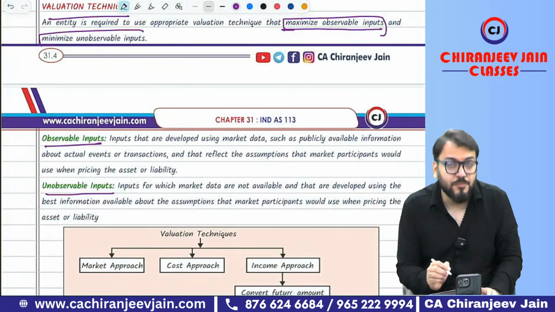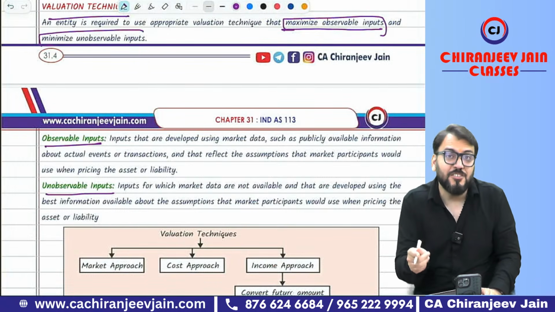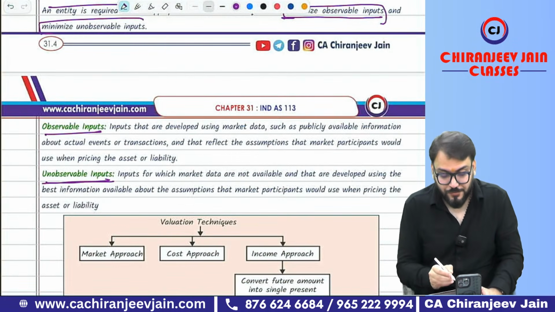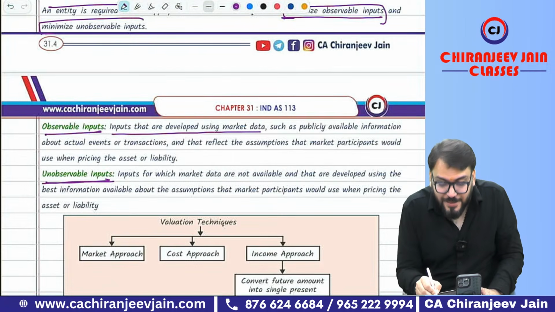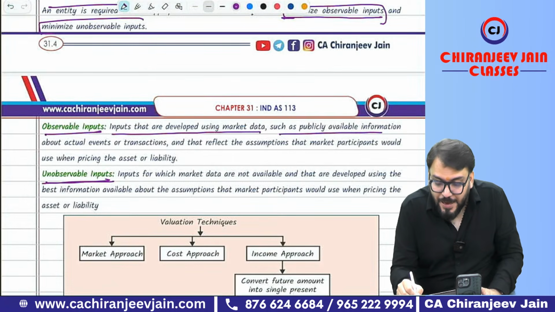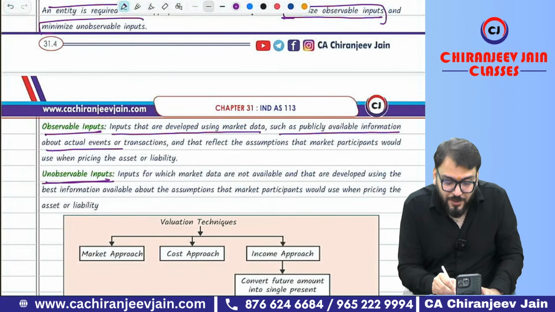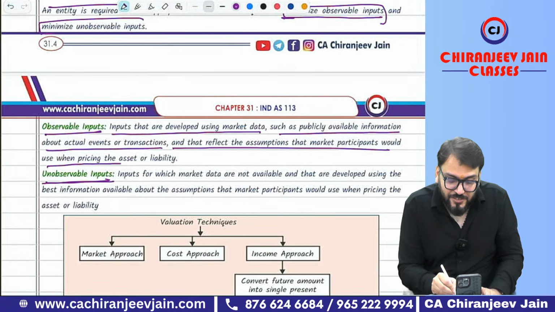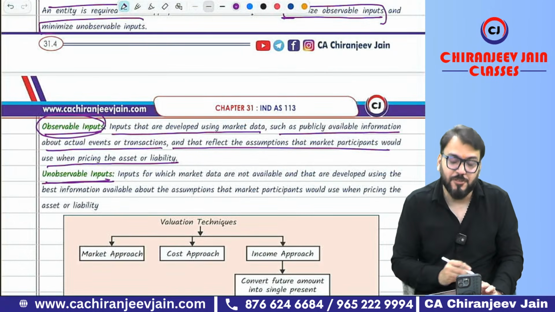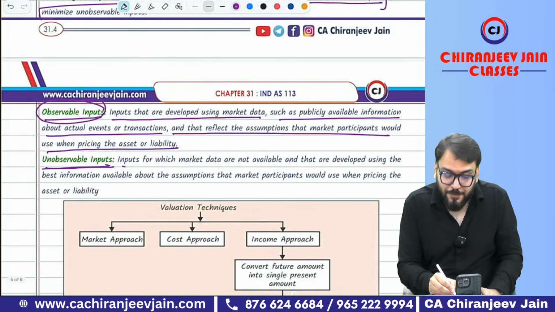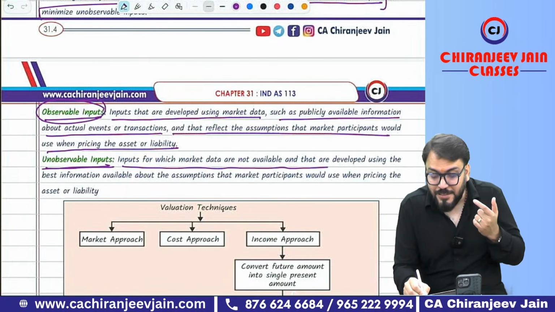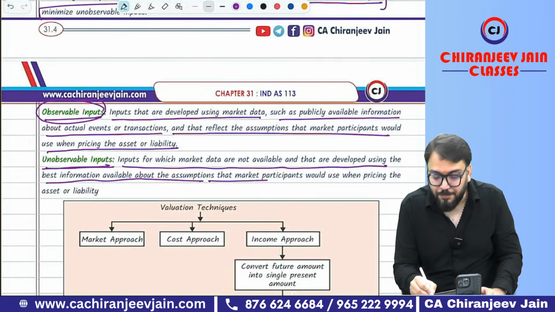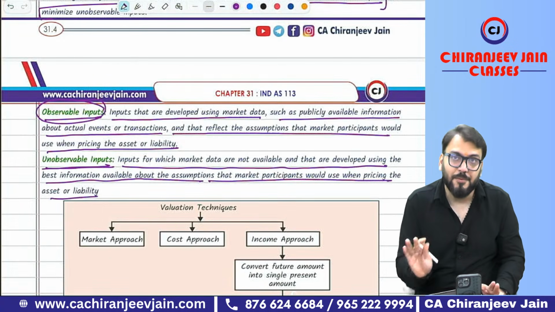But if you are not able to find observable information, then your valuation technique should be based on unobservable information. Understood? The input data developed using market data, such as publicly available information about actual events or transactions, and that reflect the assumptions the market participant would use when pricing the asset or liability, that becomes observable information. Unobservable means what? Input for which market data are not available, and that are developed using the best information available about the assumptions that market participants would use when pricing the asset or liability.